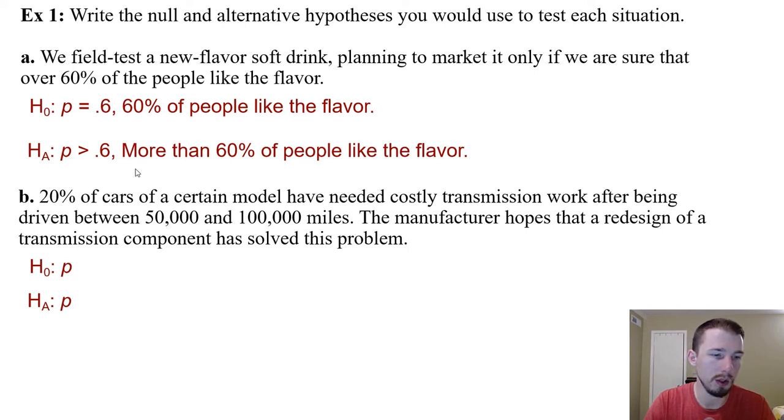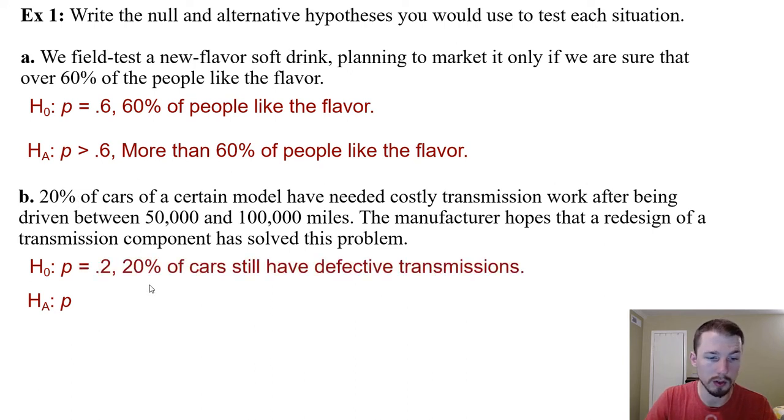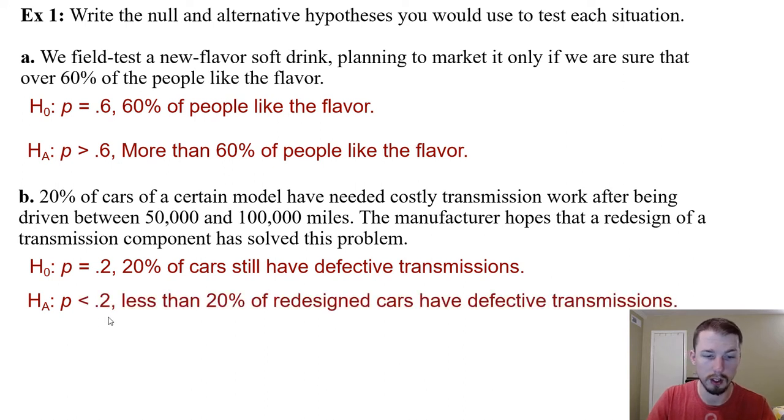All right, part B. 20% of cars of a certain model have needed costly transmission work after being driven between 50 and 100,000 miles. The manufacturer hopes that the redesign of the transmission component has solved this problem. All right, so we're going to assume that it hasn't solved the problem until we have evidence that it has. So if it was 20%, we're going to assume that it is still 20%, which is that 20% of cars still have defective transmissions. Now we're interested in hoping that it has decreased, so that it's less than 20% after the redesign, right? So we're only interested if the proportion has gone down. So less than 20% of the redesigned cars have defective transmissions.